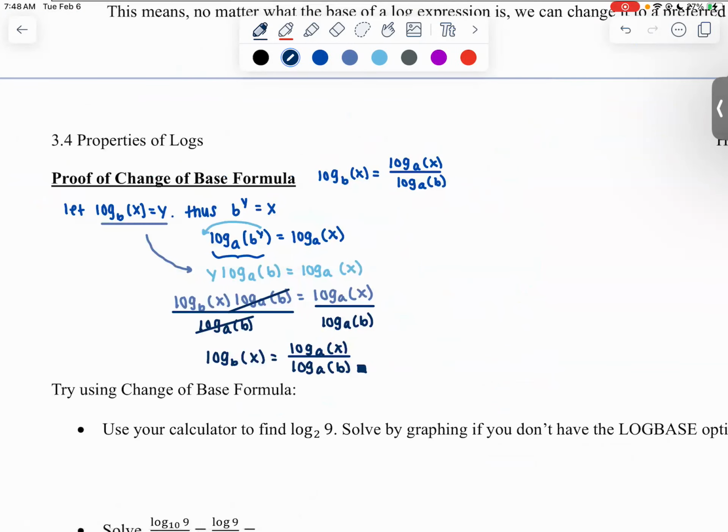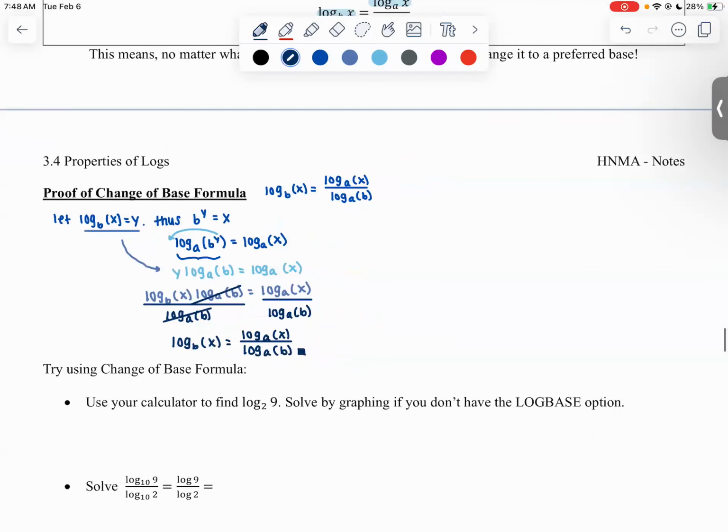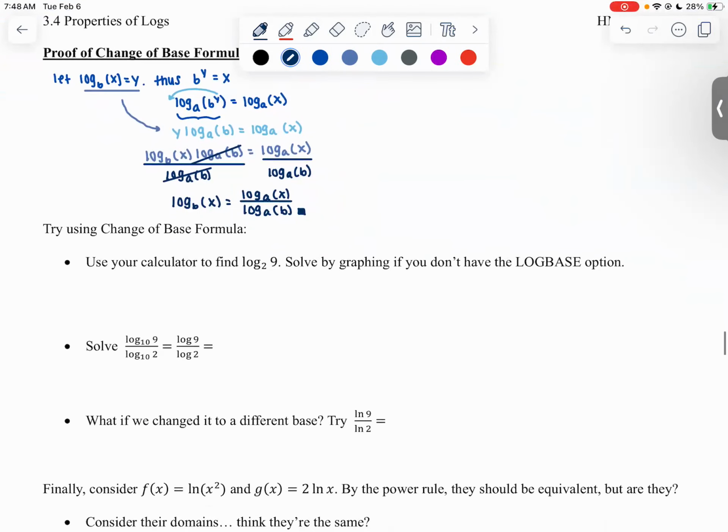The change of base formula was really helpful when calculators didn't have the ability to find logs of various bases. However, a lot of ours are able to do that now. Technology has gotten better, so we're able to do that. In order to see what this looks like, we are going to try this using a calculator. In this case, we're going to try and find log base 2 of 9.